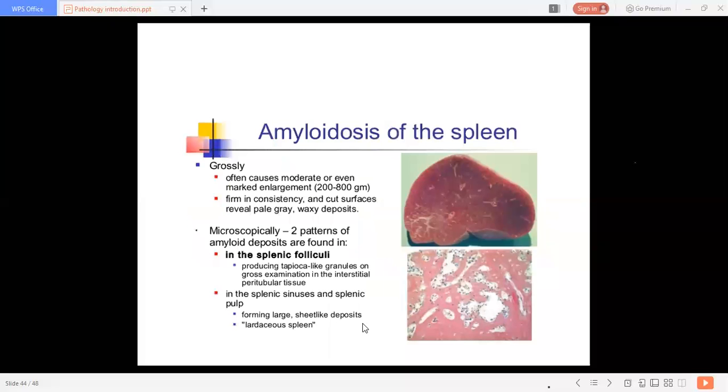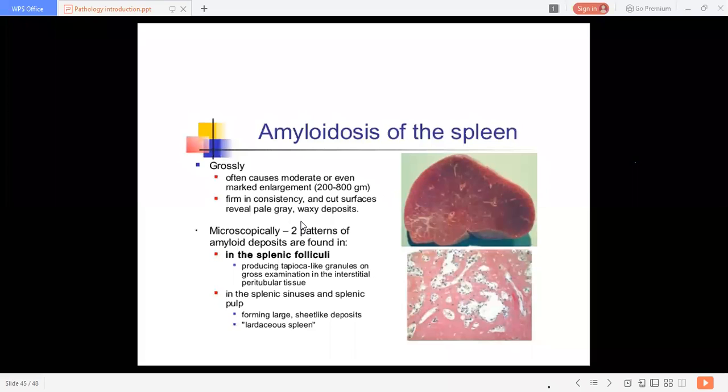Now, the next organ that we are going to discuss today is amyloidosis of the spleen. There is splenomegaly, of course. Here you can read in this slide that grossly it often causes moderate or even marked enlargement, from 200 up to 800 grams. The spleen is firm in consistency and the cut surfaces reveal pale gray and waxy deposits.